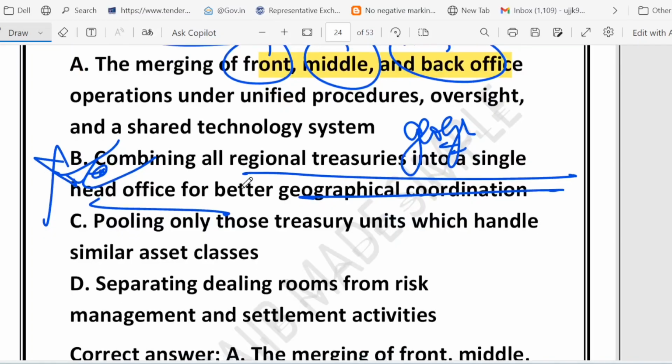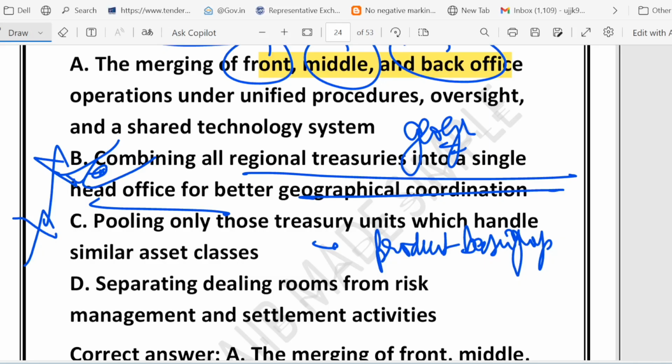Option C says pooling only treasury units which handle similar asset classes. That is not vertical integration. That is product-based grouping, for example merging all the forex desks together or all the bond desks together. Vertical integration, however, connects different functions, not similar functions. So this is incorrect.